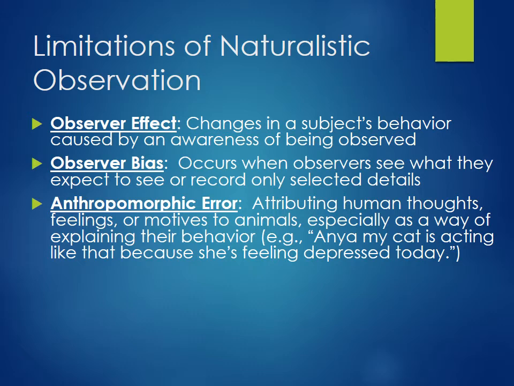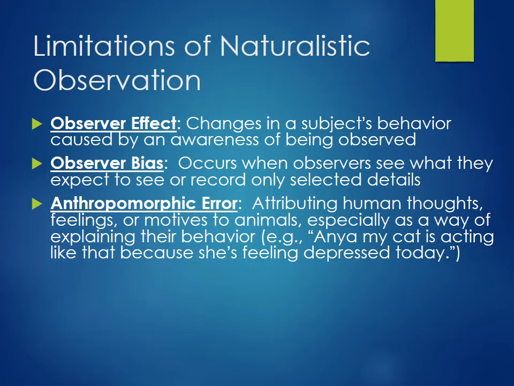Then you have what's known as the observer bias. This occurs when observers see what they expect to see and record only those selected details. So this is a little bit dangerous. Again, I'm going to use a teacher observation as an example, because if there are certain things that are known about me that I do well, that I don't do well, they might kind of focus in on some of those things because they might have a bit of a bias for my positives or negatives, right?